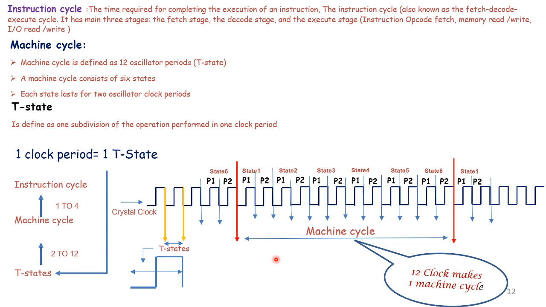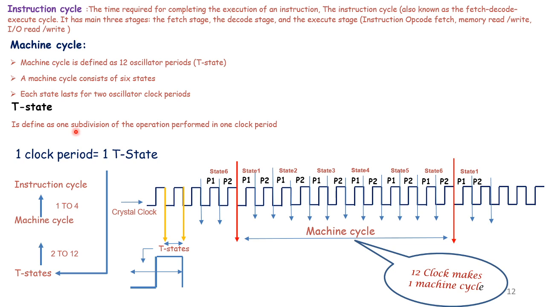execution. So here we have the machine cycle, which has state 1, state 2, state 3, state 4, 5, 6 states, and the number of periods or T states is 12. So 12 T states is one machine cycle. This is 12 clocks making one machine cycle. Here the T state is a clock, and 12 T states give us one machine cycle.